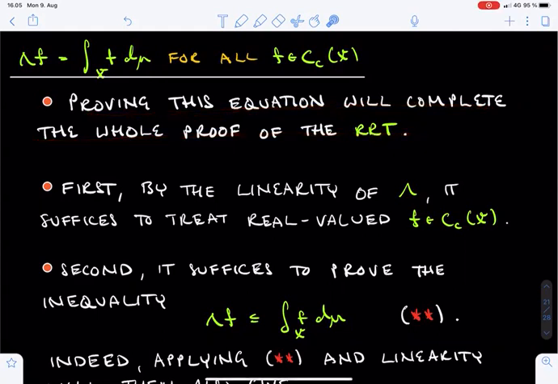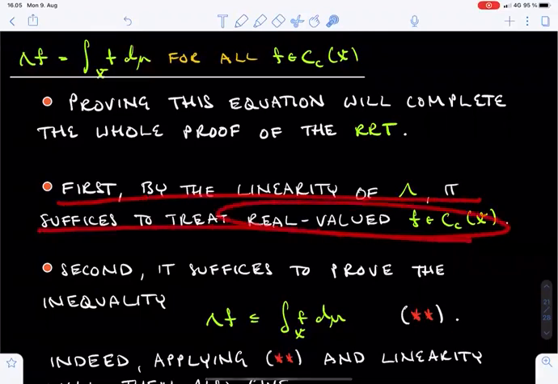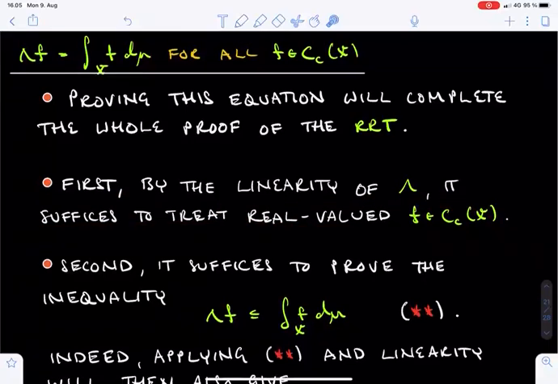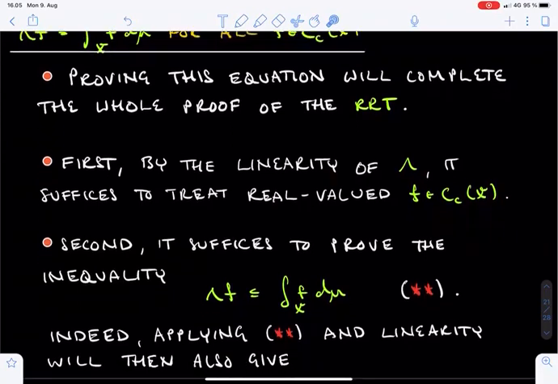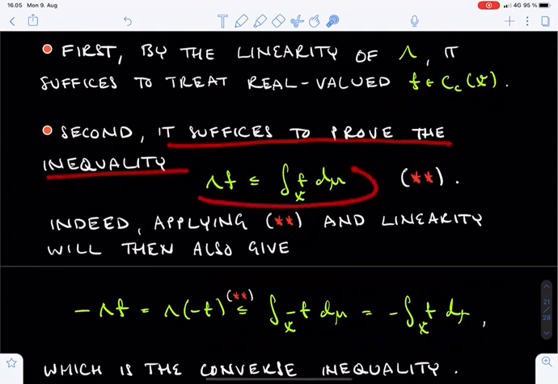We start with a few simple reductions. First of all, even though the functions in Cc of X may take complex values, by the linearity of the functional lambda, it suffices to prove the claimed equation for real-valued functions f. So let's fix a real-valued function f in Cc of X. Then, as a second reduction, it suffices to prove the upper bound, namely that lambda of f is bounded from above by the mu integral of f.